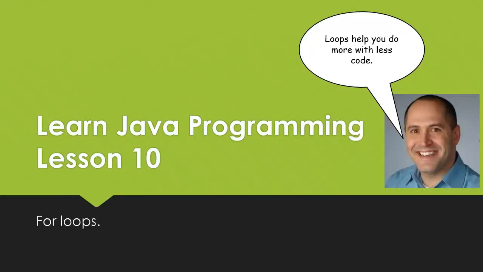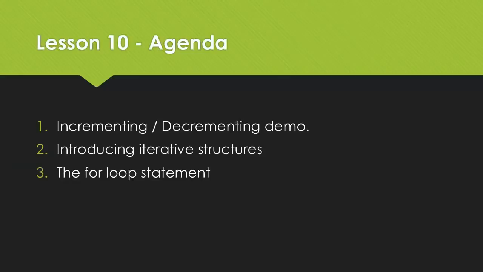Lesson 10 and Lesson 11 cover iterative structures like loops. Today we'll be doing for loops, and in Lesson 11 we'll be doing the while loop. Today's agenda: first we'll talk about incrementing and decrementing variables. Then we'll introduce the iterative structure known as the for loop, and we'll have a couple of demos of the for loop statement.